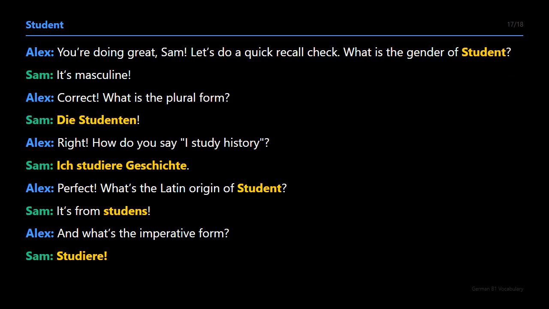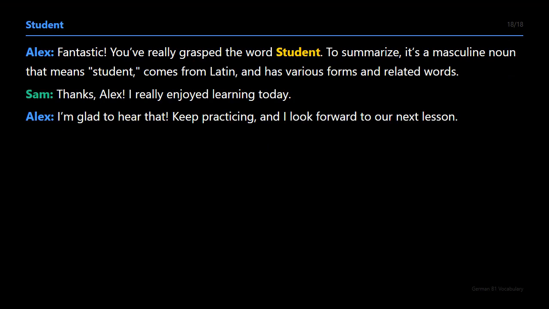Perfect. What's the Latin origin of Student? It's from Studens. And what's the imperative form? Studiere. Fantastic. You've really grasped the word Student. To summarize, it's a masculine noun that means student, comes from Latin, and has various forms and related words.